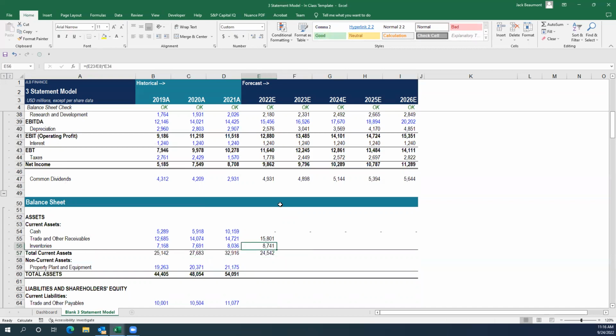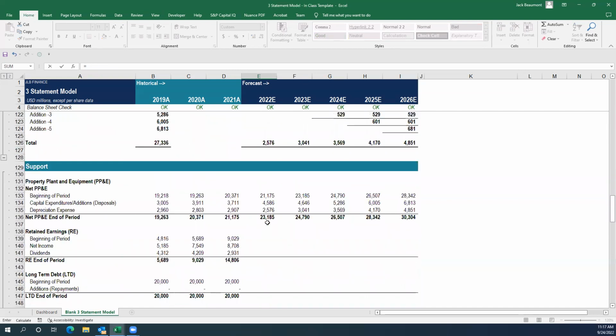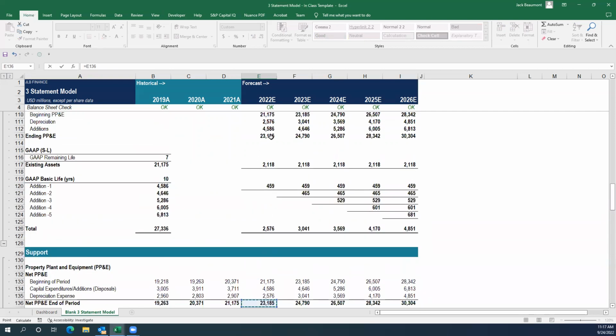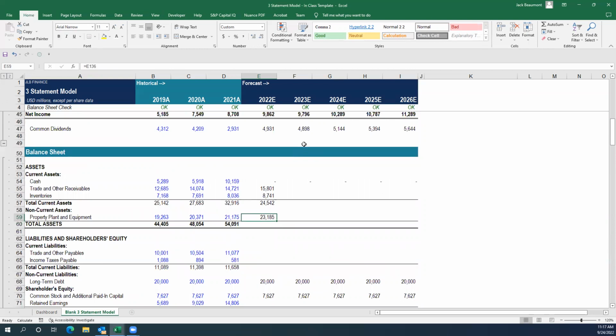Okay, so now we have total current assets, but we don't have cash yet, so we'll do that later. Now we have already done property, plant, and equipment. It's our ending amount here. You can either reference there or reference here. It doesn't matter. They should be exactly the same, and they are. So wherever you do it, it works. Across already.